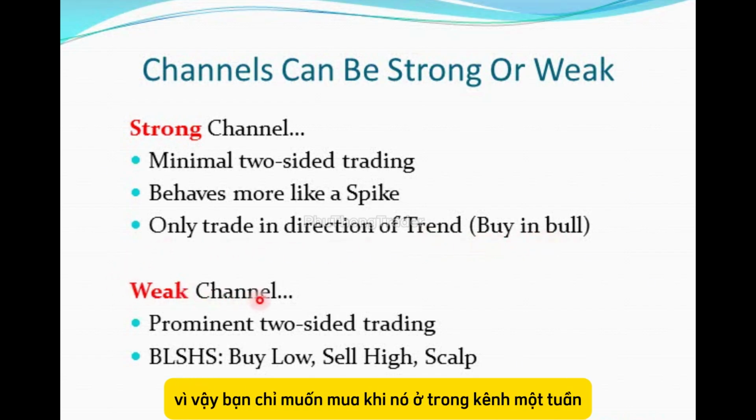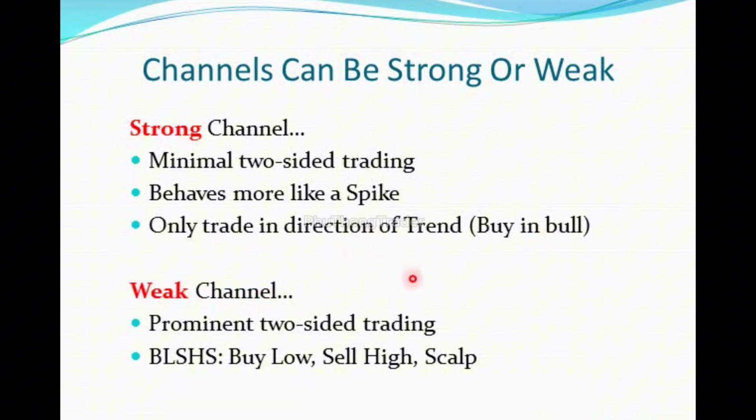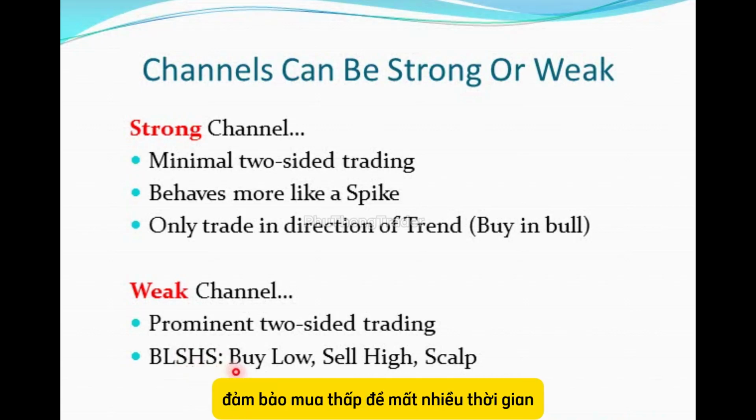When it's in a weak channel, and there's very prominent two-sided trading, big swings up and down, you should trade it like a trading range. Buy low, sell high, and scalp. Since it's a bull channel, make sure to buy low to take the longs. Taking the sells at the top of the channel is less important.